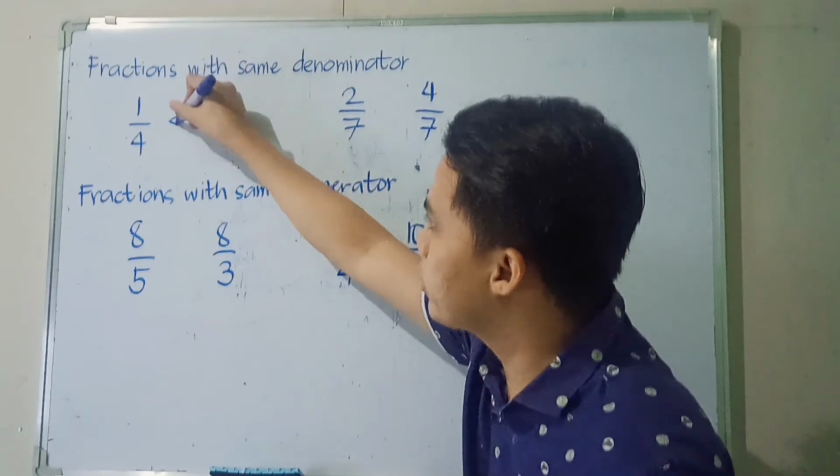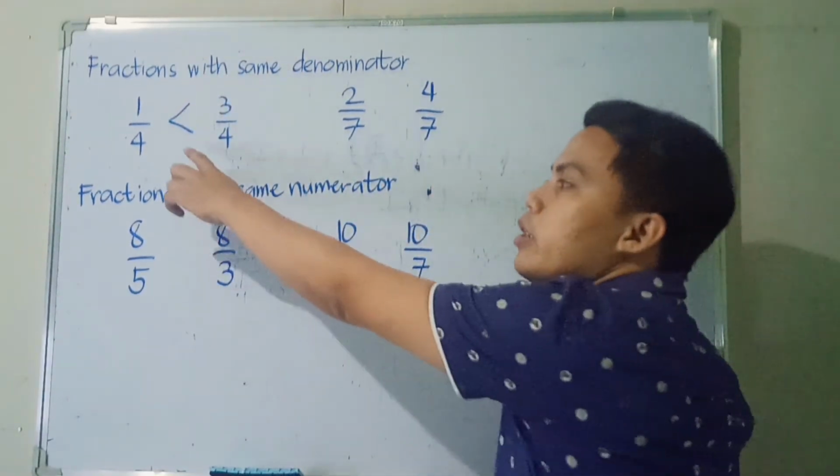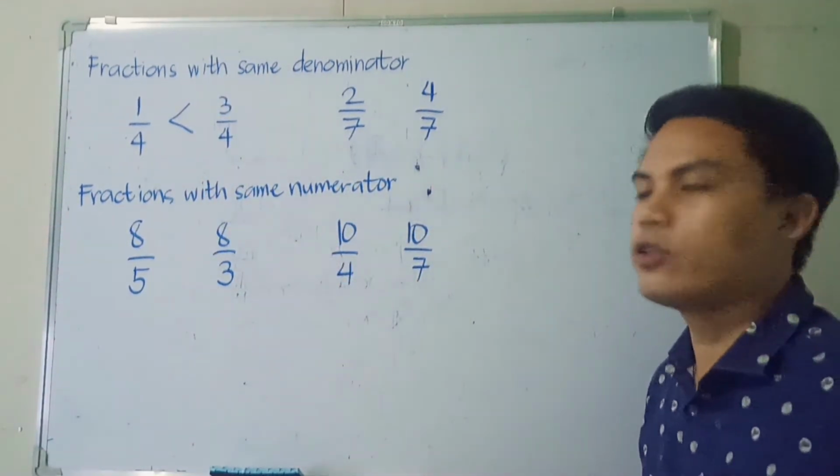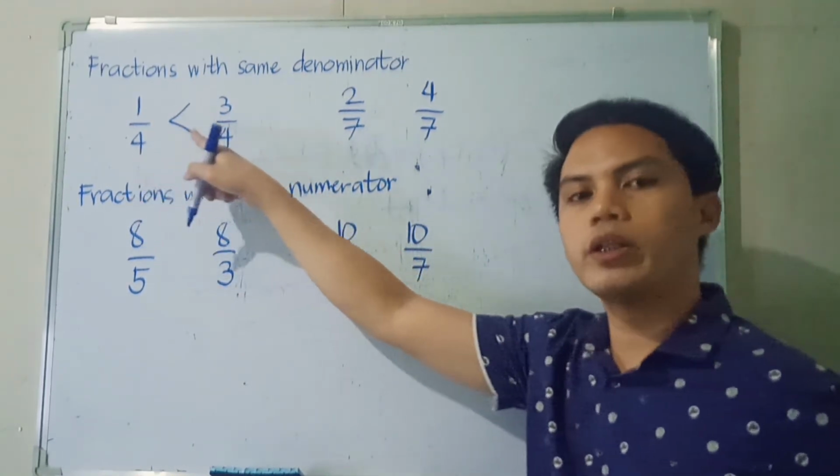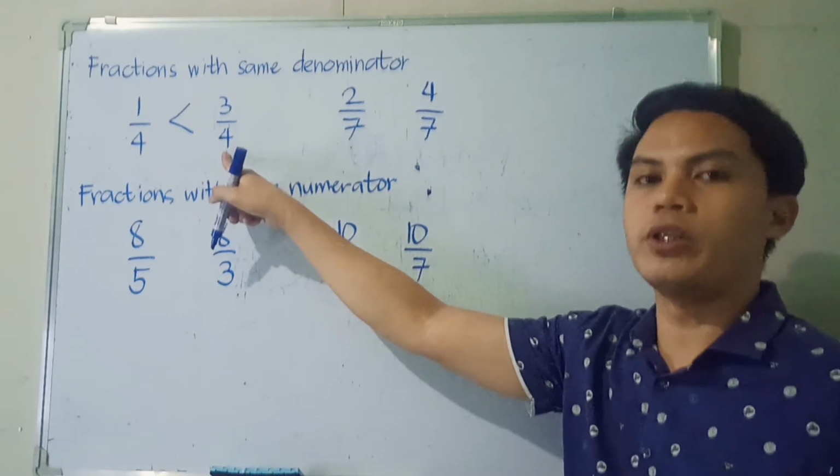So 1/4 is less than 3/4. So ito yung symbol ng inequality natin. So 1/4 is less than 3/4. So mas maliit si 1/4 as compared to 3/4.